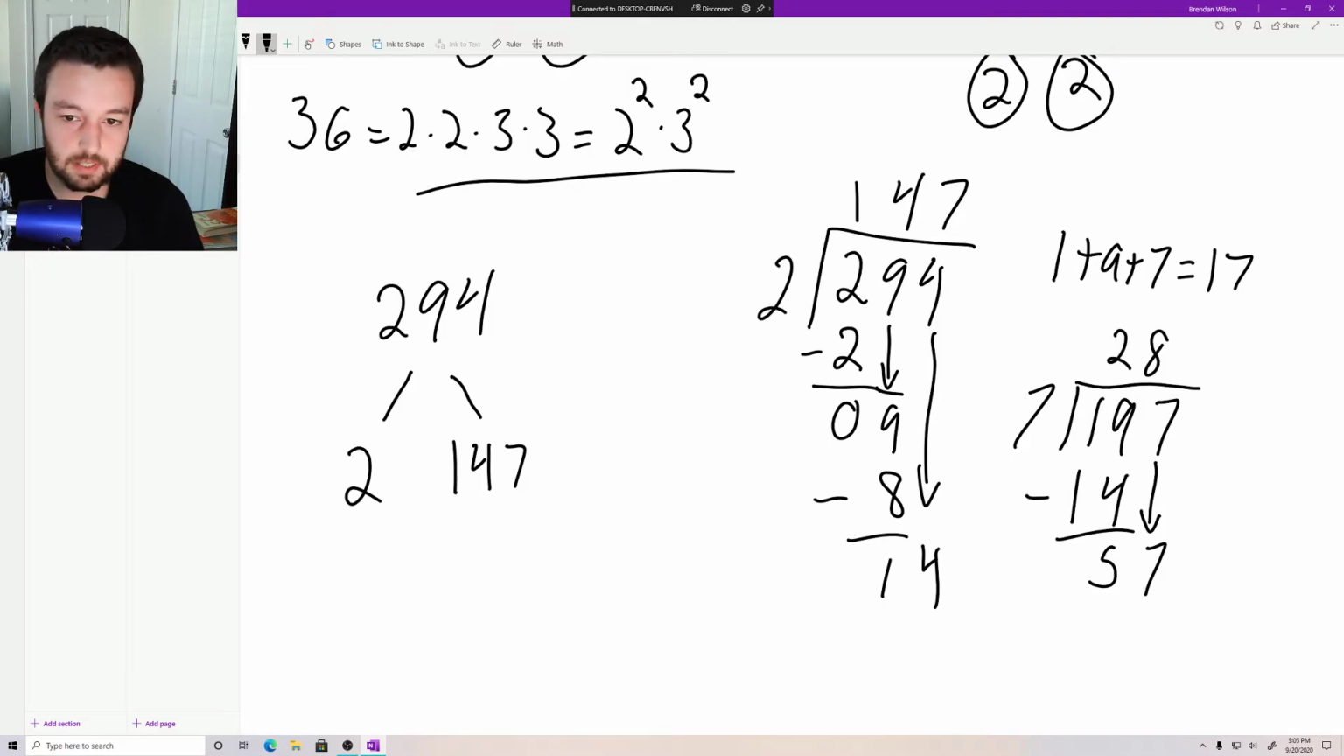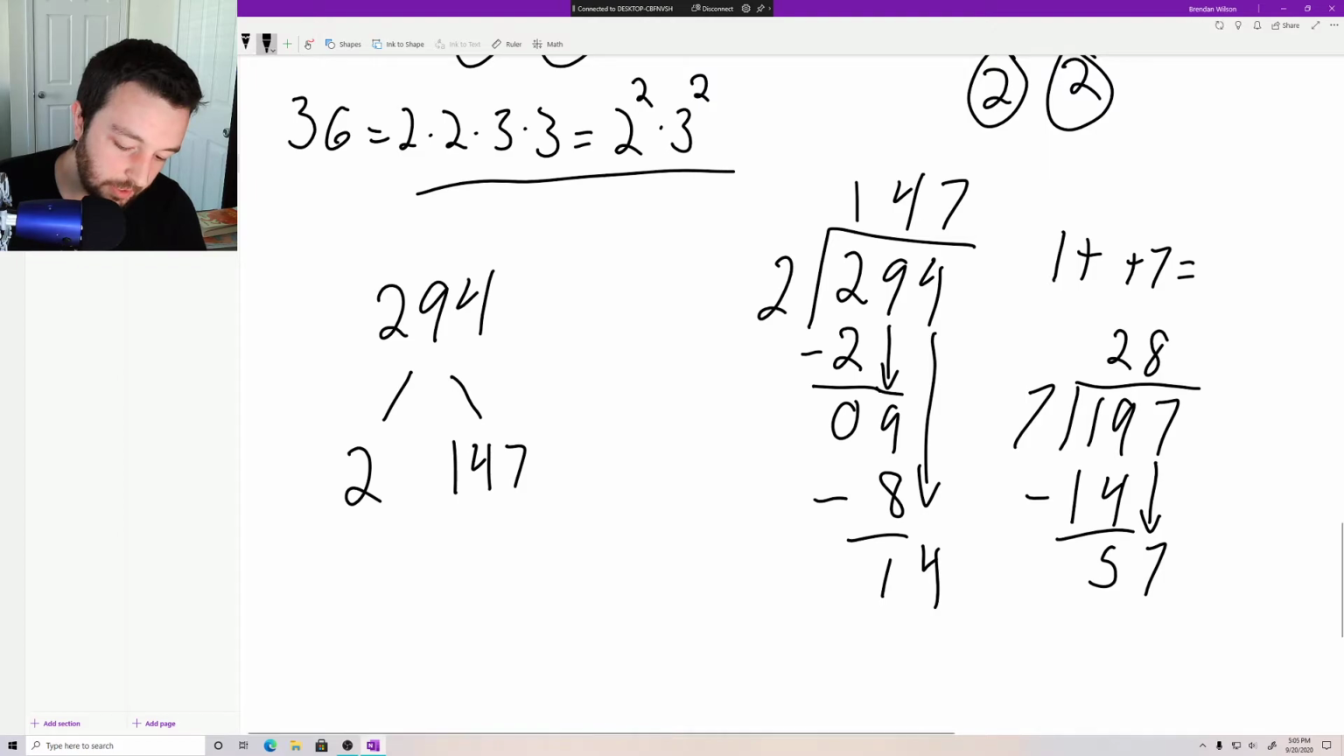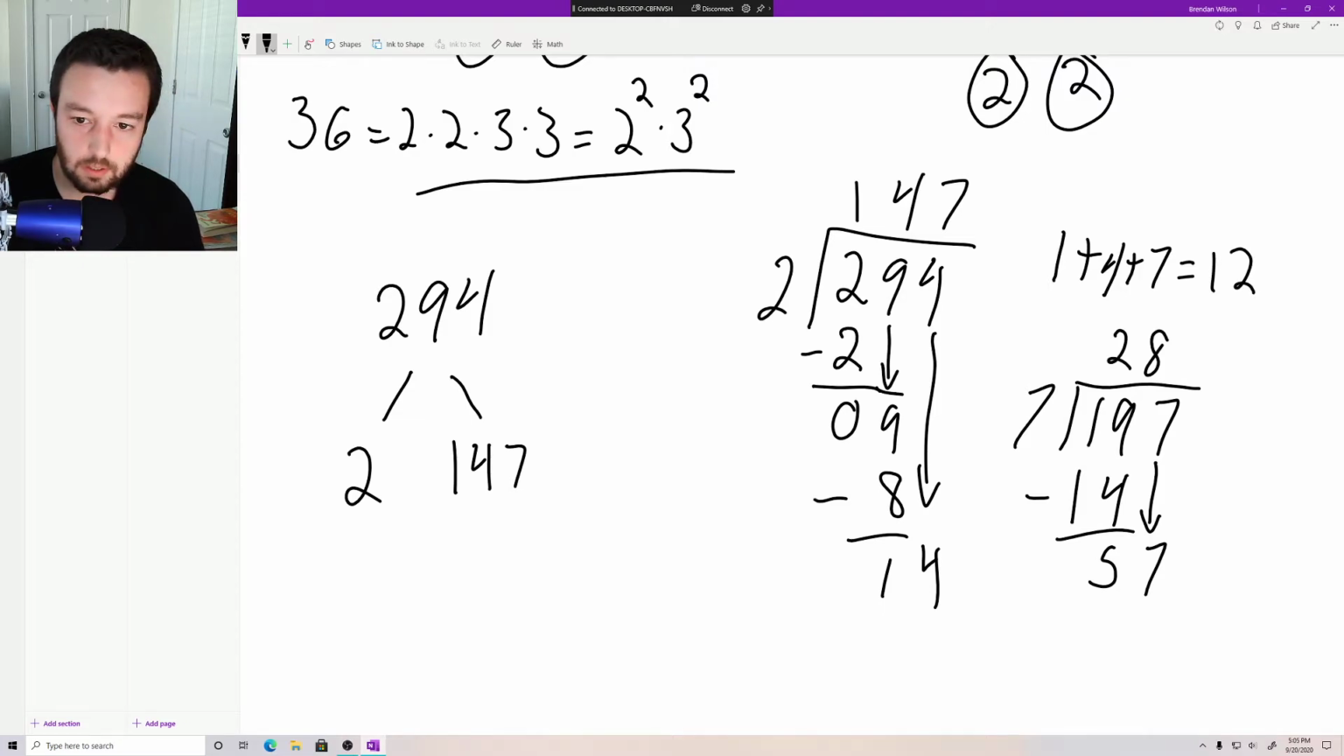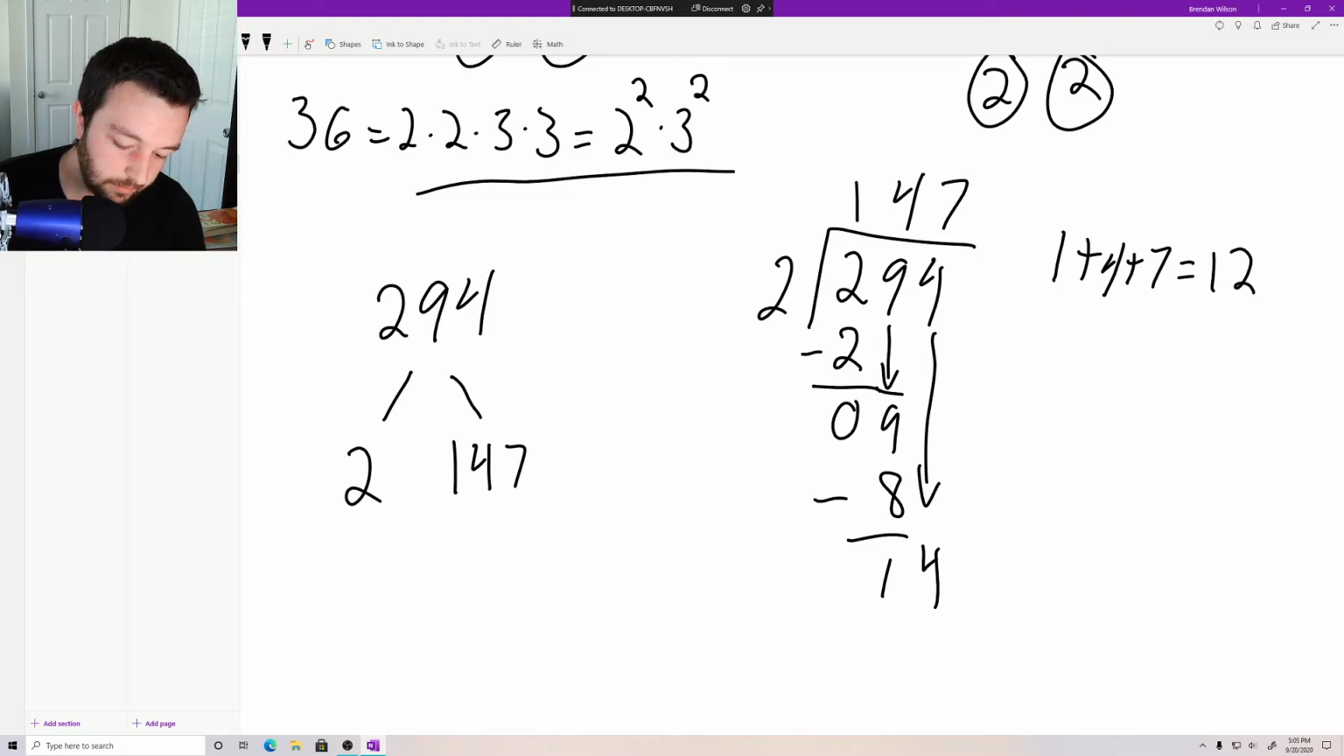So 147 is still pretty tricky. We can already see it's not divisible by 2 or 3 because we can do, this is equal to 12. Oh, it is. All right, it's divisible by 3 then. So that actually makes it a bit easier. So we add the digits up and we get 12. 12 is divisible by 3, which means 147 is divisible by 3.